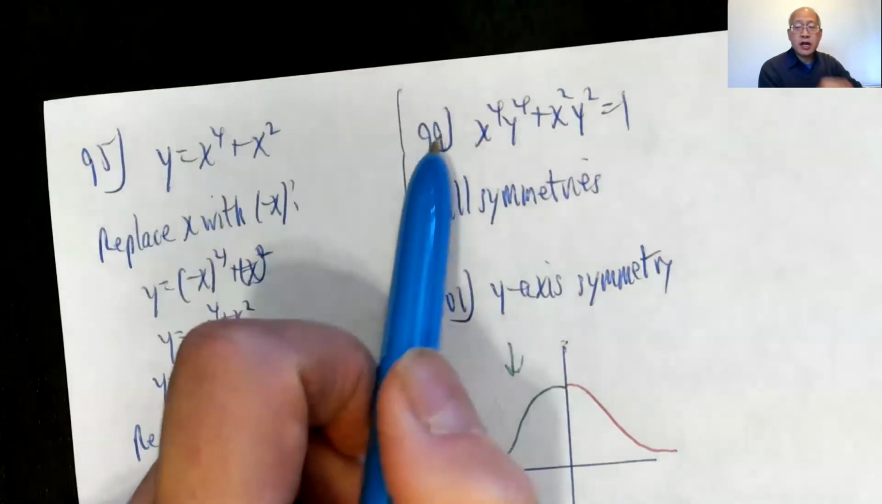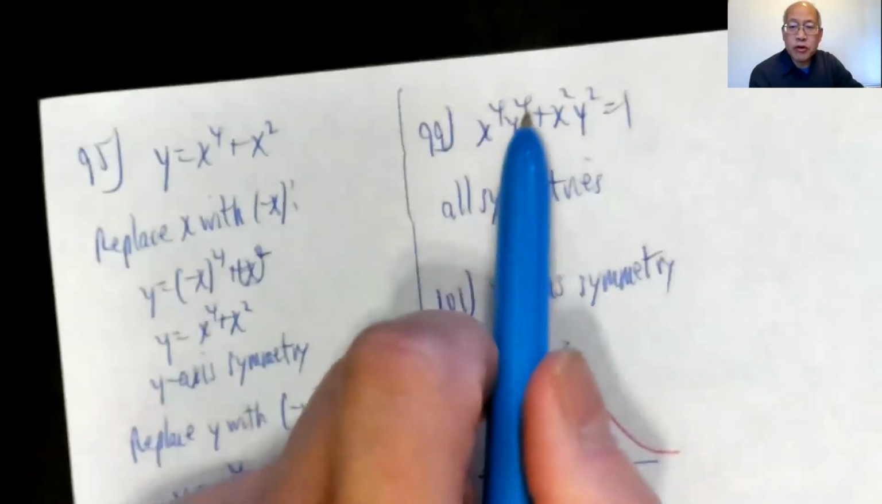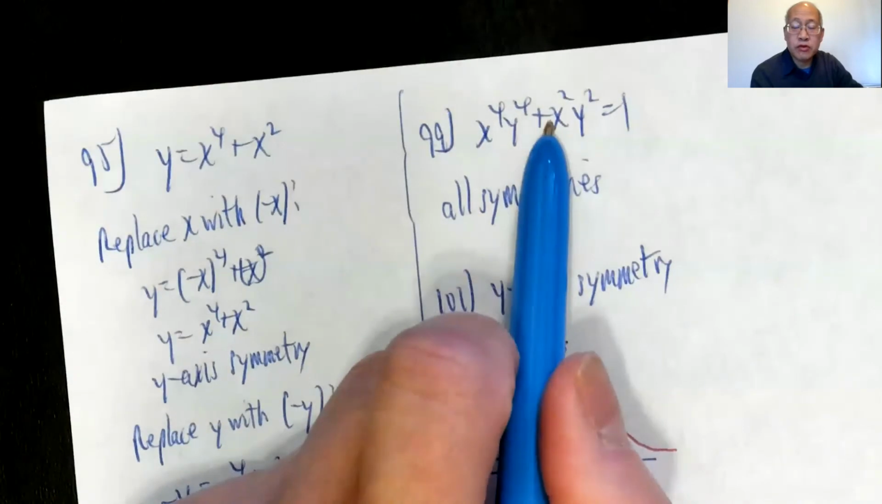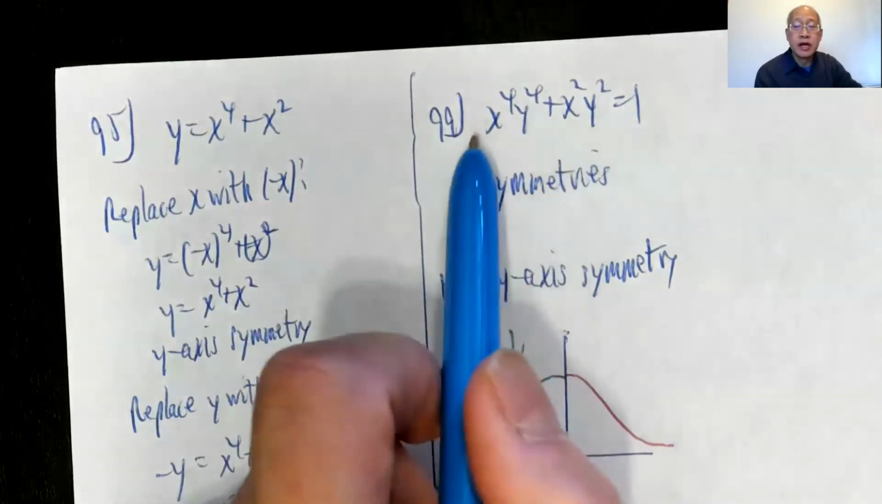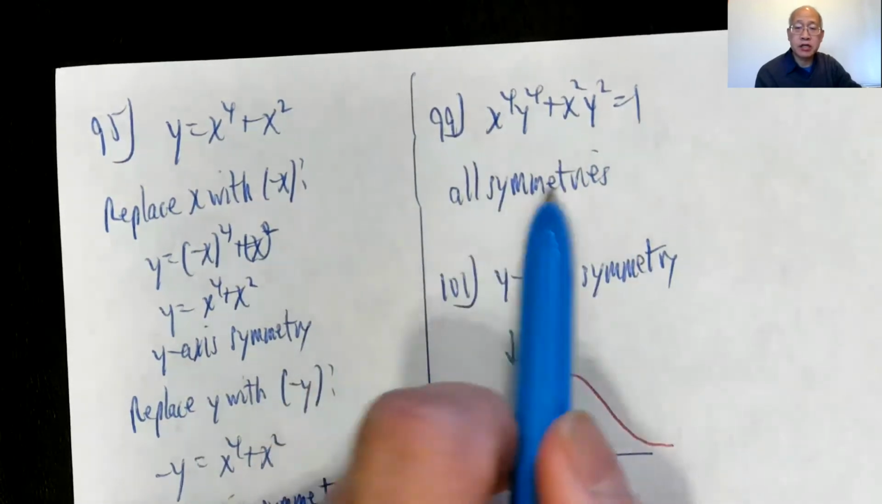Okay, for 99, since all you see is x to the fourth and x squared, y to the fourth, y squared, clearly when you replace x with negative x and y with negative y, you get the same thing back, so this has all symmetries.